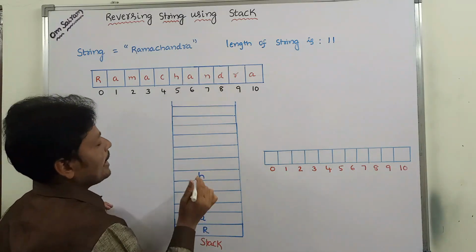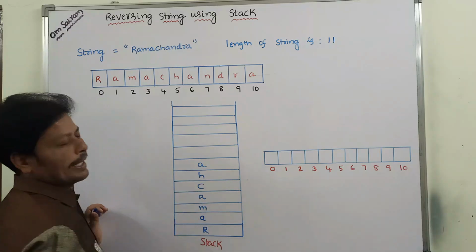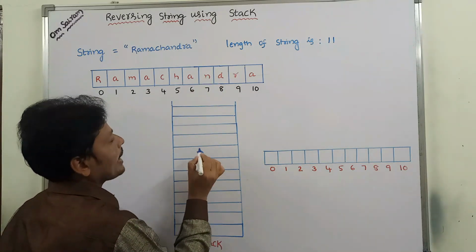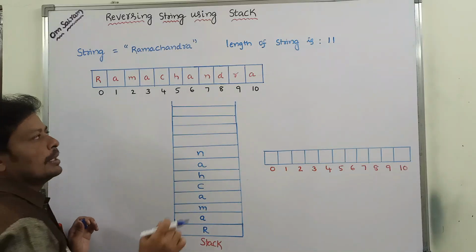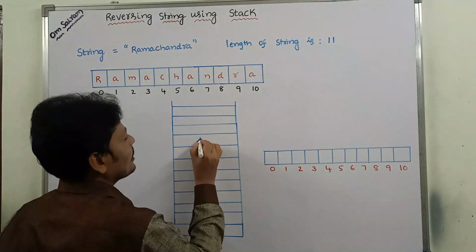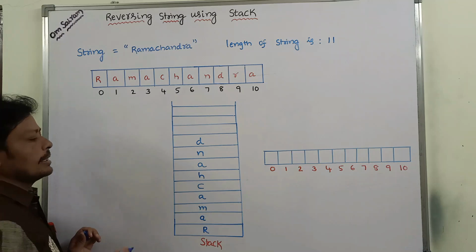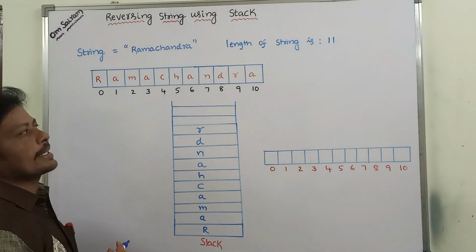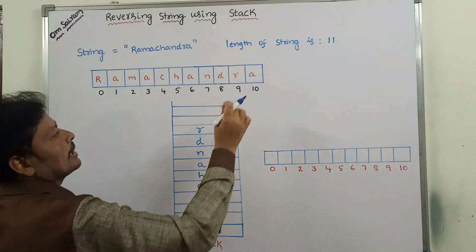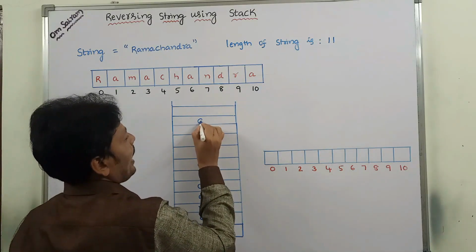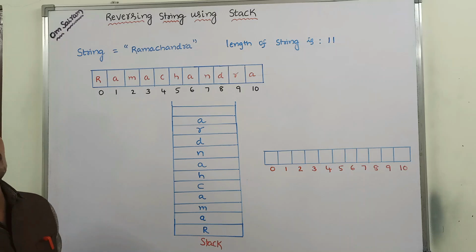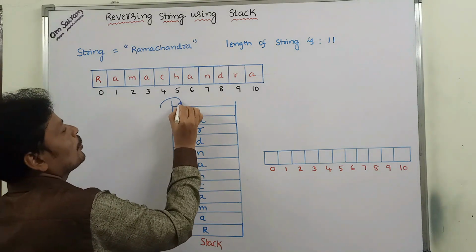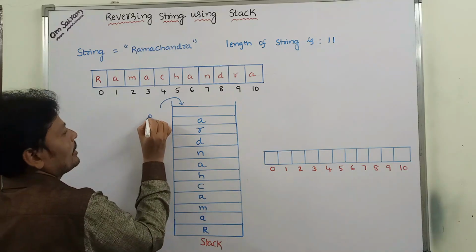Next, A is pushed into the stack at index 6. Next, N is pushed at index 7. Next, D is pushed at index 8. Next, R is pushed at index 9. Next, A is pushed at index 10. So all the characters within the string are pushed into the stack.